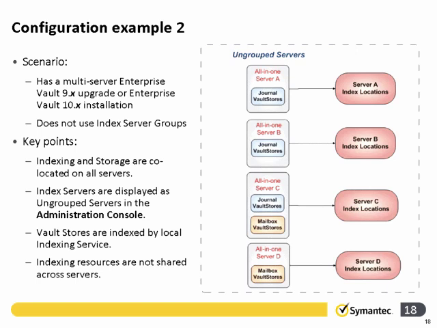However, based upon the usage in my environment, I still don't think that I necessarily need to have an index server group. So what I've done is I've set up one Journal Vault store to go to server A's indexing locations. I have a separate Journal Vault store going to server B indexing locations. The third has both journal and mailbox, which is going to server C indexing location. And then server D is only doing mailbox archiving to go to the index location on server D.